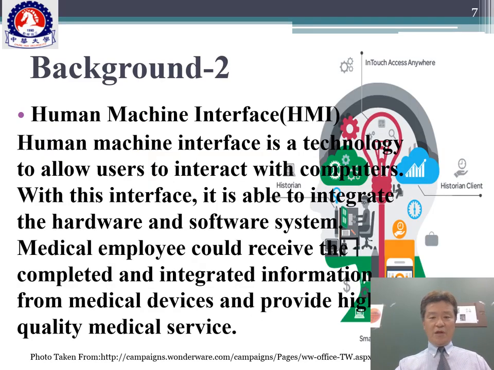Background 2, Human Machine Interface, HMI. Human Machine Interface is the technology that allows users to interact with computers through the interface. It is able to integrate hardware and software systems. Medical employees can get complete and integrated information from medical devices and provide high quality medical service.